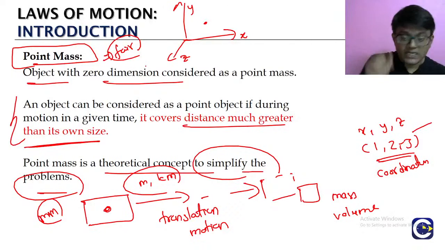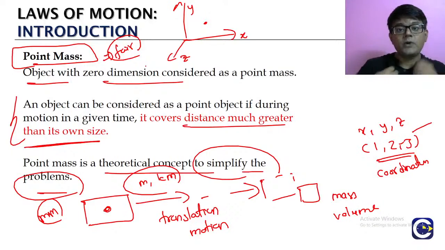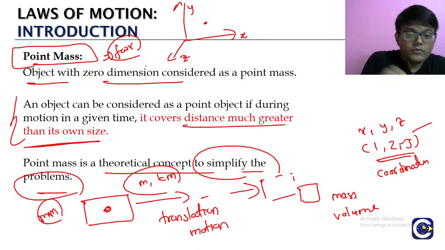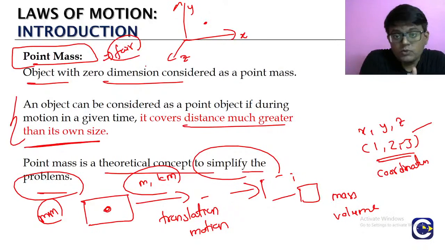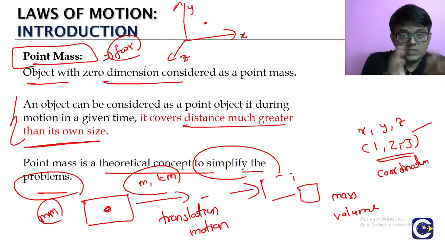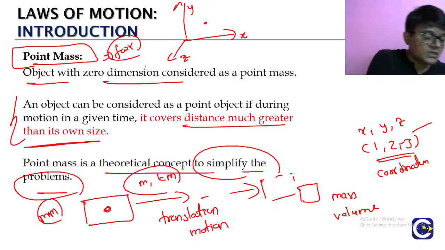Only then can we say the coordinates of the point. Otherwise we can never use the words coordinates of the object. Why? If you say coordinates of the object, what are you referring to? The object is going to occupy volume. We can never give the coordinates of the object. So when we give the coordinates of the object, we are referring to the point mass assumption. This is an important assumption that we make.